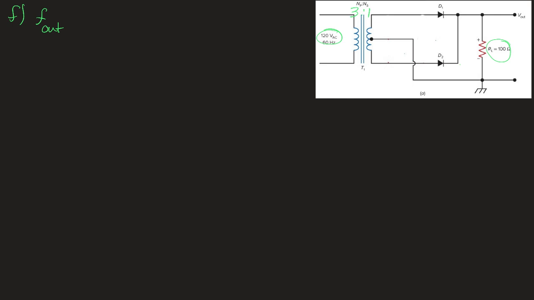For the last part, we need to figure out what the frequency is, and the output frequency is 2 times the input frequency. So our input frequency was this 60 hertz here. So our F out is going to be 2 times 60 hertz. And that's going to give us 120 hertz.